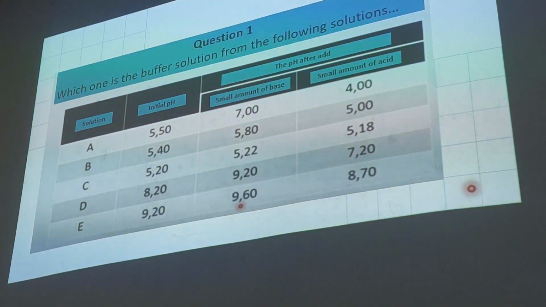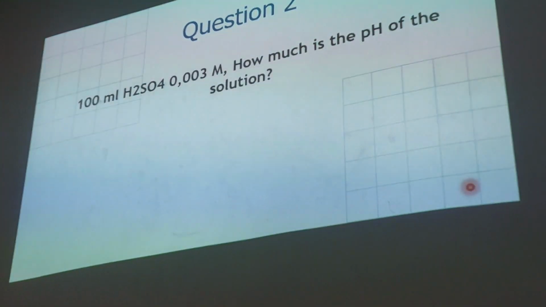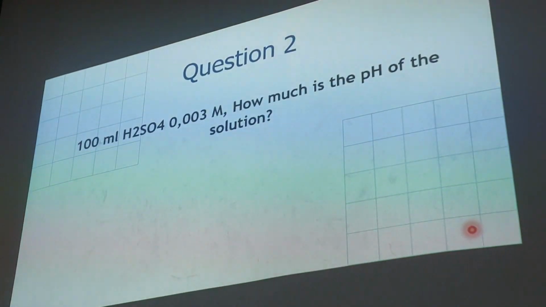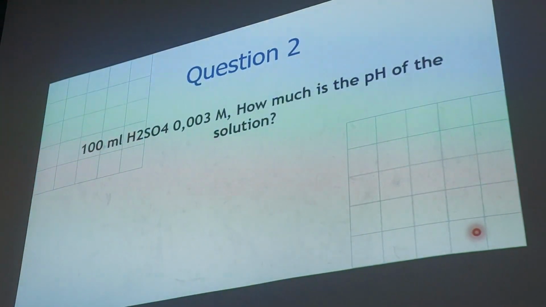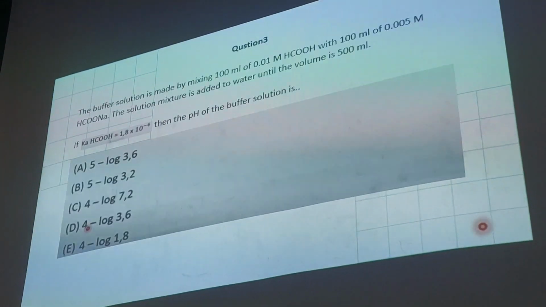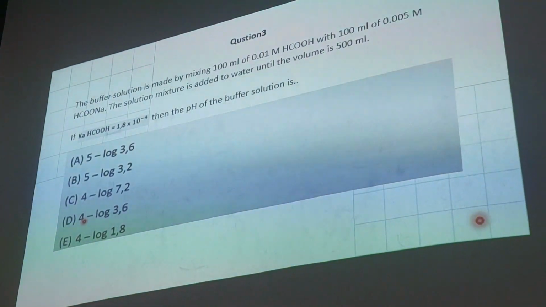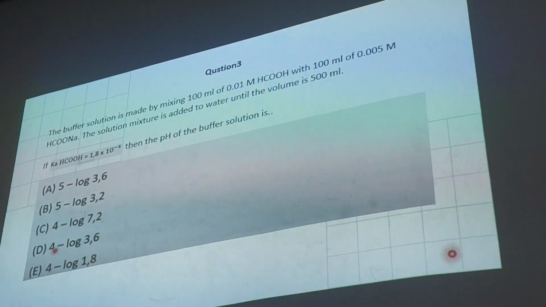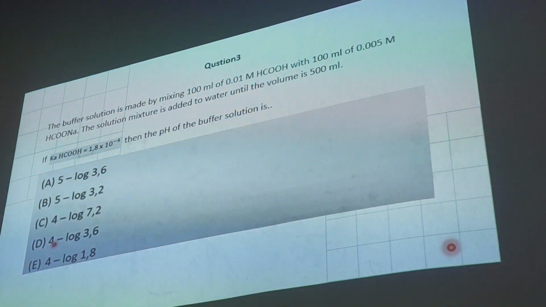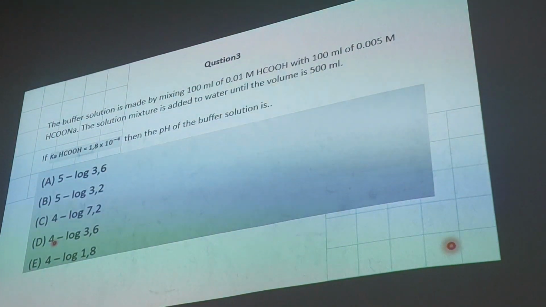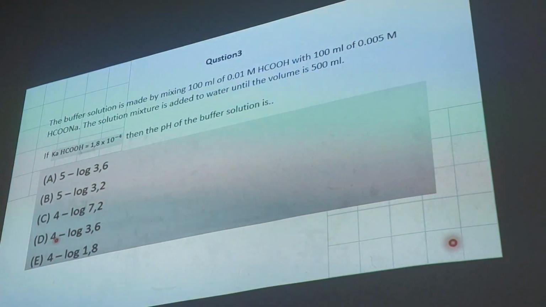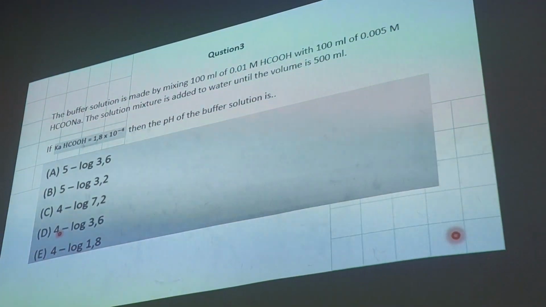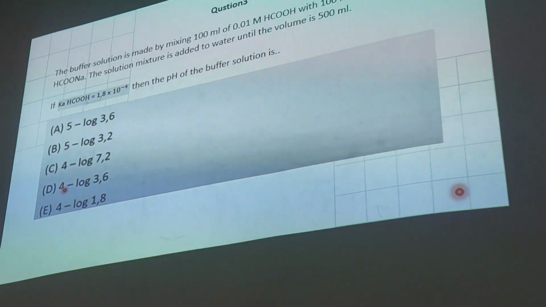Okay, this is question 1, and this is question 2. You have to make a calculation first about this, and this is question 3. This is a bit complicated, but not too complicated. Next week perhaps you will have the answer. Okay, is there any question or comments on this topic?